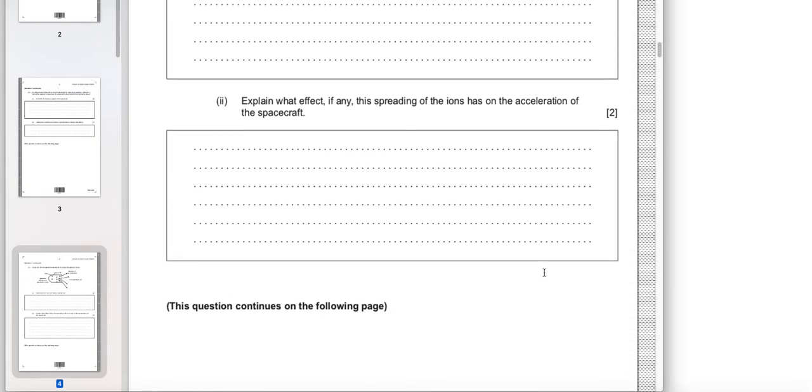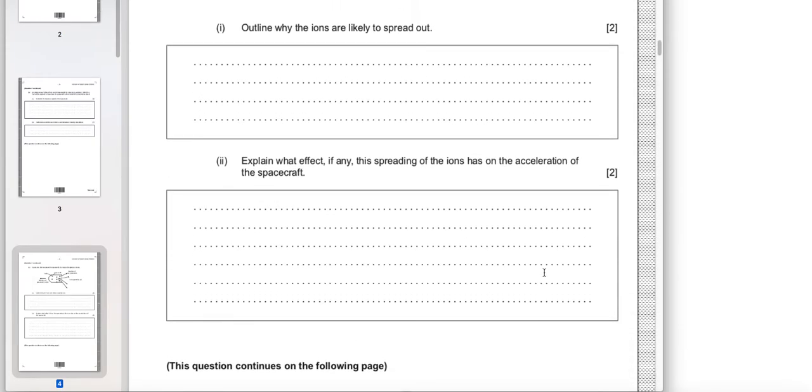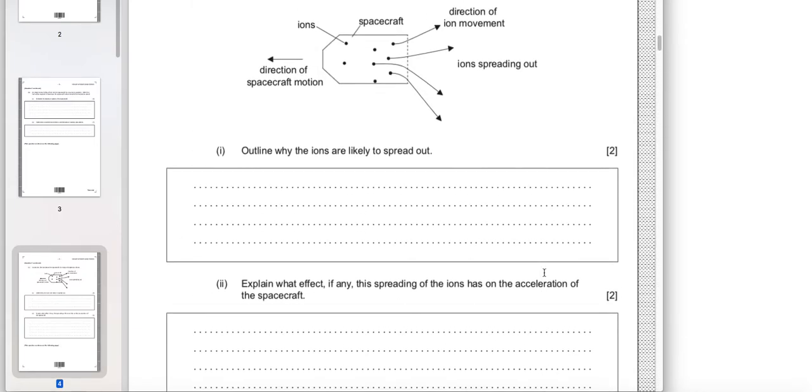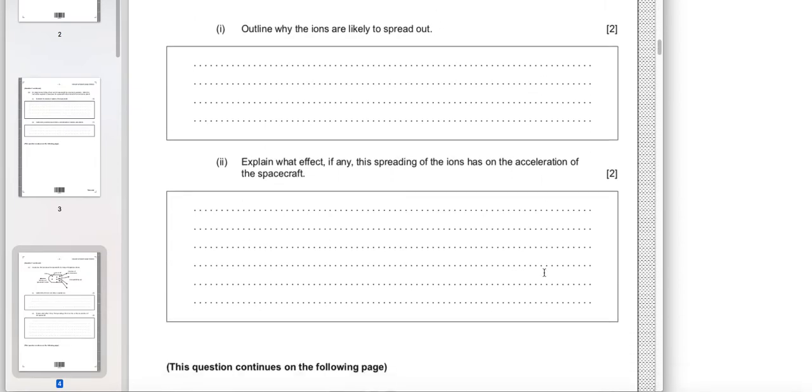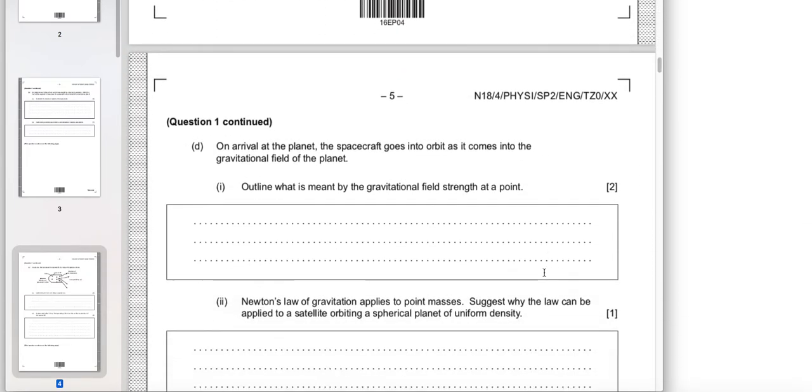Explain what effect, if any, this spreading of the ions has on the acceleration of the spacecraft. Okay, so the overall vector, this thrust force, will be shorter because each ion has a component of force in the horizontal direction, which is less than the overall force acting on the ion. So if the overall force will be smaller, then the acceleration of course will be smaller.